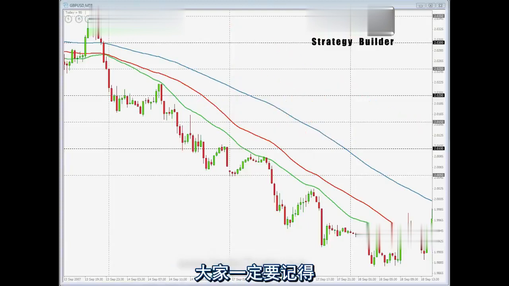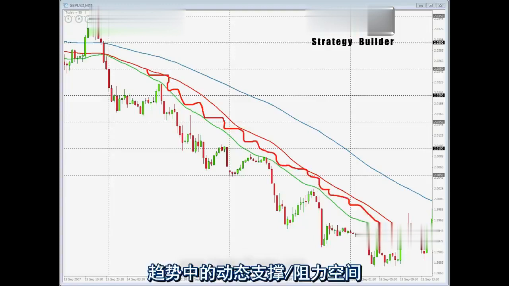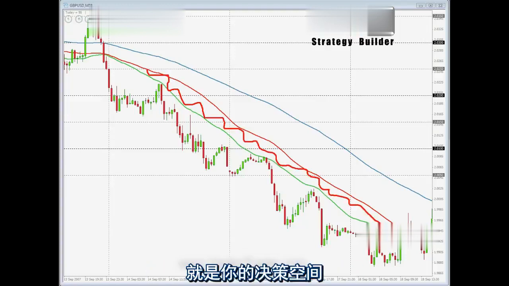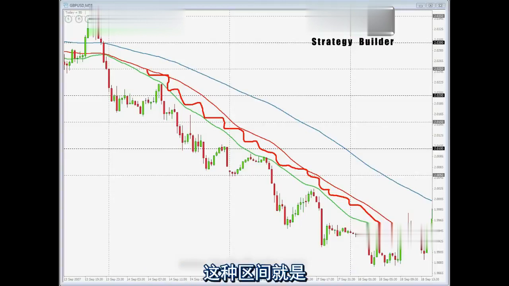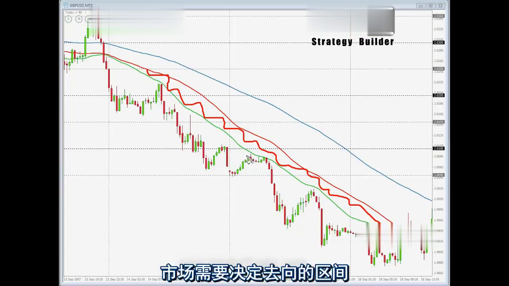Always please remember that whenever you face the dynamic area of support and resistance in a trending scenario, that's a decision-taking area. Especially, of course, as usual, if you have a confluence of different elements of support or resistance packing up within a few pips of each other at that precise level. That's a decision-taking area, like I say. It's an area where the market has got to decide.